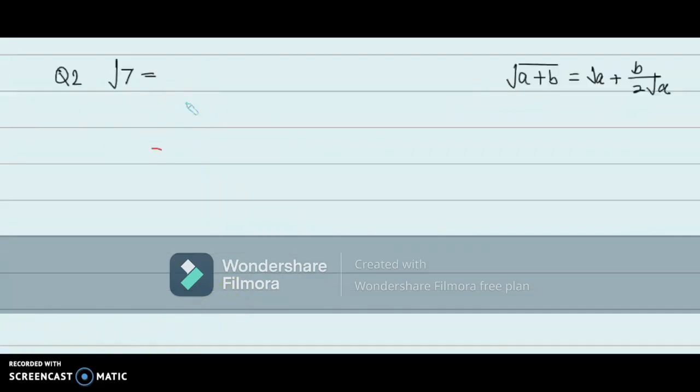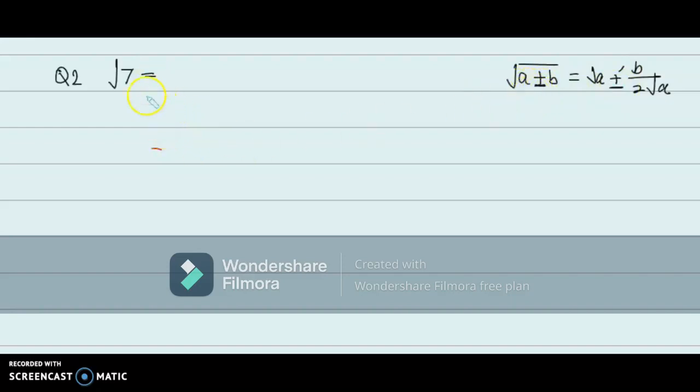Our next question is root 7. You have to find the square root of 7. Using the same formula, first of all, you have to think of a number that is very close to this number and is a perfect square. Here in this formula, I will make some changes, plus and minus. If it is plus, you use plus over here. If it is minus, you use minus over here. So I will show you how I am going to use minus and how it is going to give you the result.